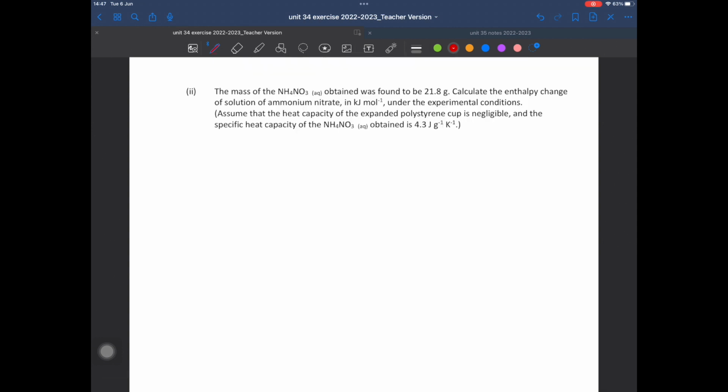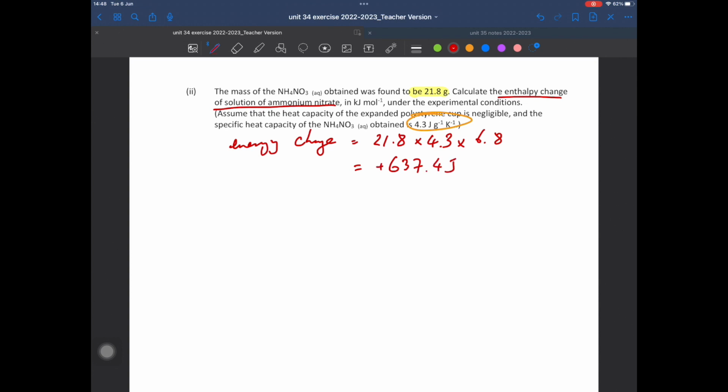And in part A2, you were asked to calculate the enthalpy change of solution, that is, dissolving the ammonium nitrate, using mc delta T for the energy change. You should be careful that the mass this time is 21.8 gram and the specific heat capacity is no longer equal to that of pure water. So the energy change will be positive 600 something joule.